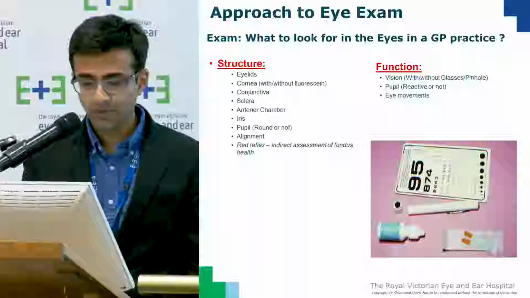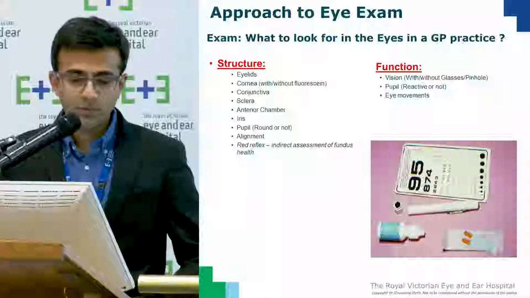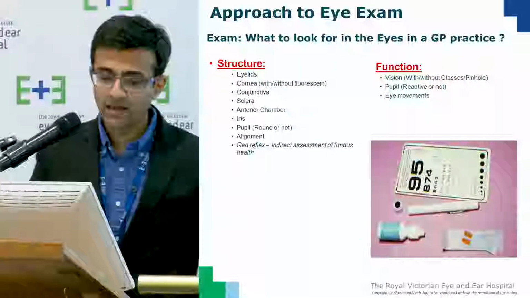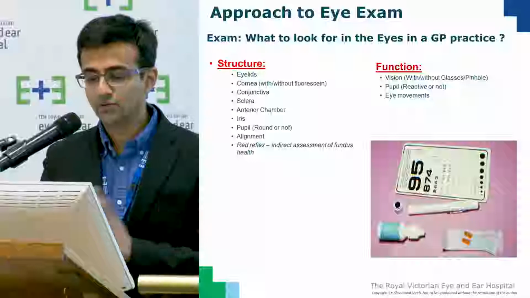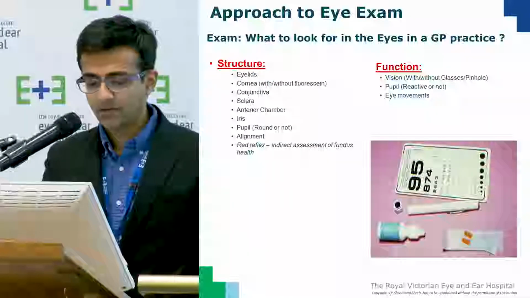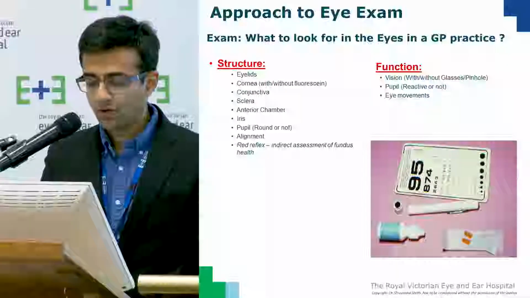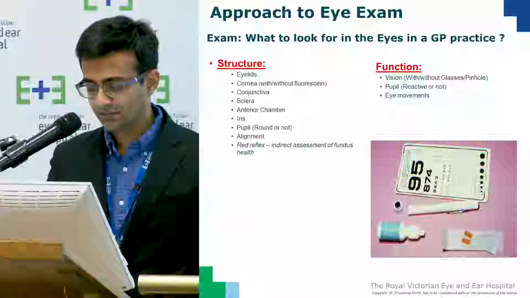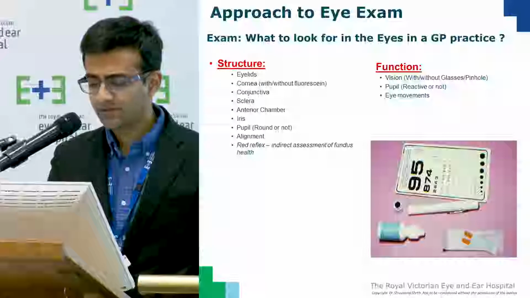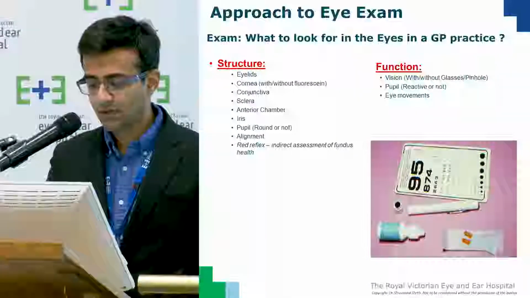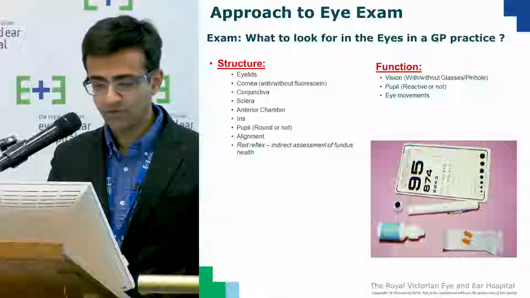So in a GP practice, what you can look at in an eye exam is basically, if you subdivide it into structure and function, that covers quite a reasonably comprehensive eye exam. And all you need is just a few things that are shown in the photograph. Basic chart for distance and near vision, a torchlight, some anesthetic eye drops, and fluorescein.